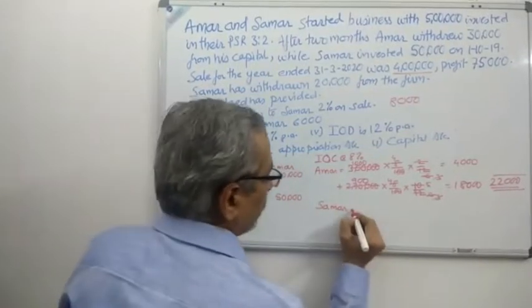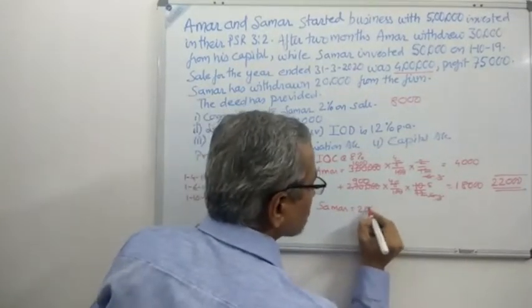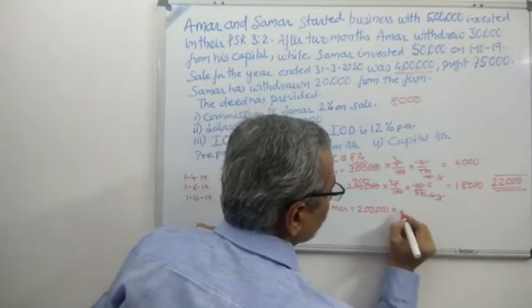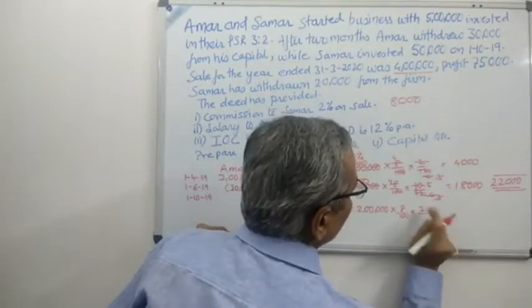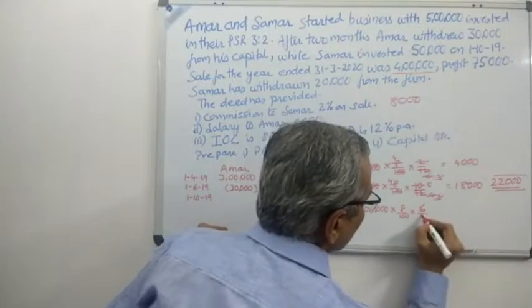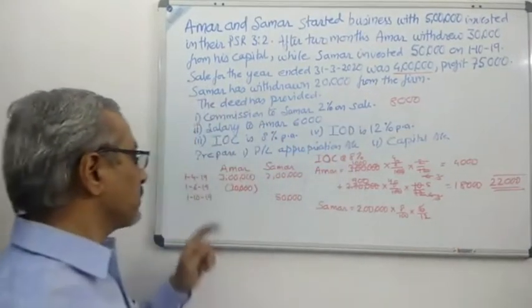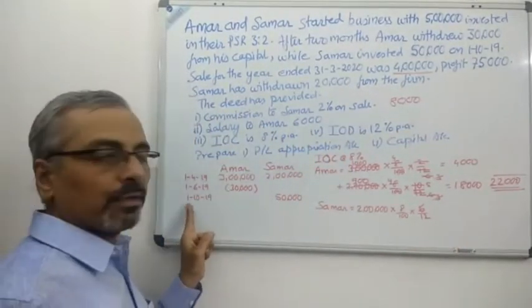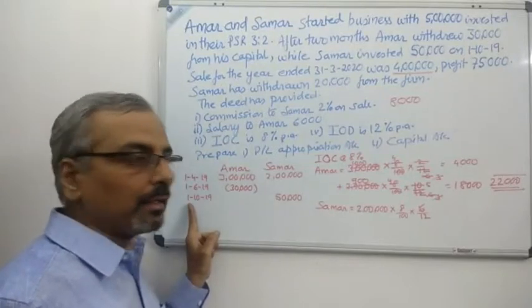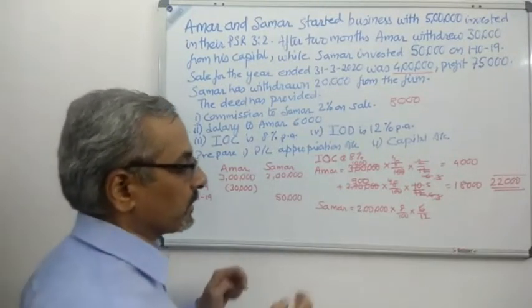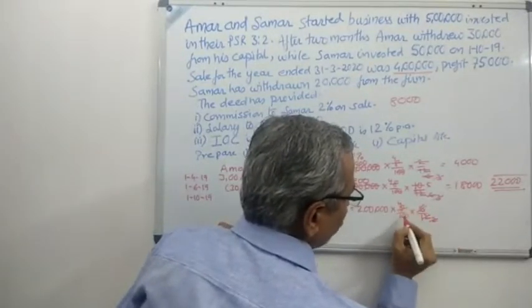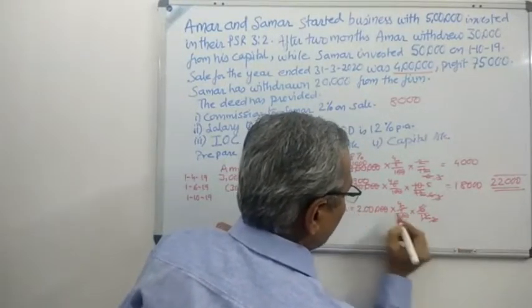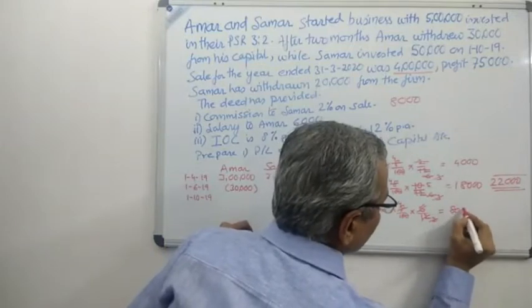Summer, please see very carefully: 2 lakh into 8 by 100 into, we have how many months? 6 by 12. Why? Because the effective capital was there till 1st of October 2019. So therefore for 6 months. Now let us cancel this and this. We get a 2 over here. Cancel this. We get a 4 over here. Cancel this. So we are getting 8,000.